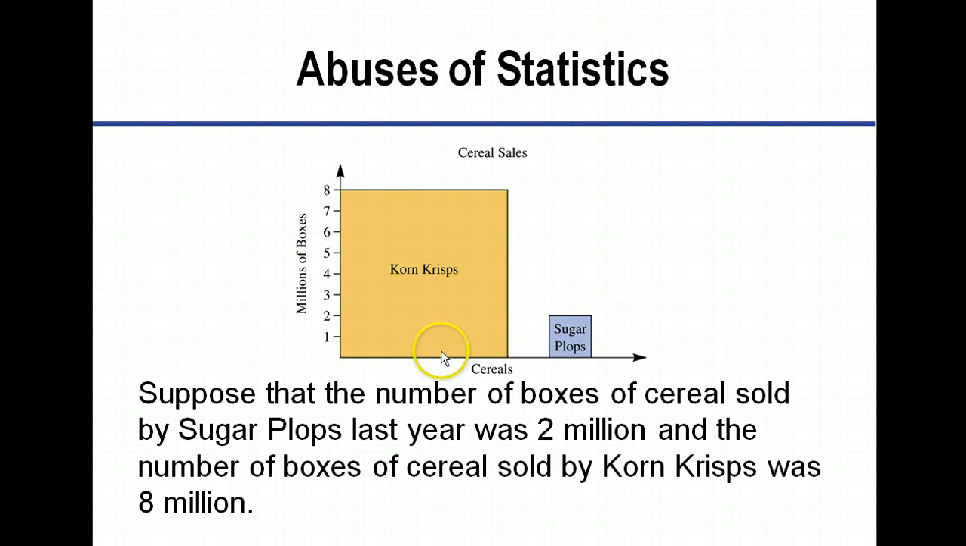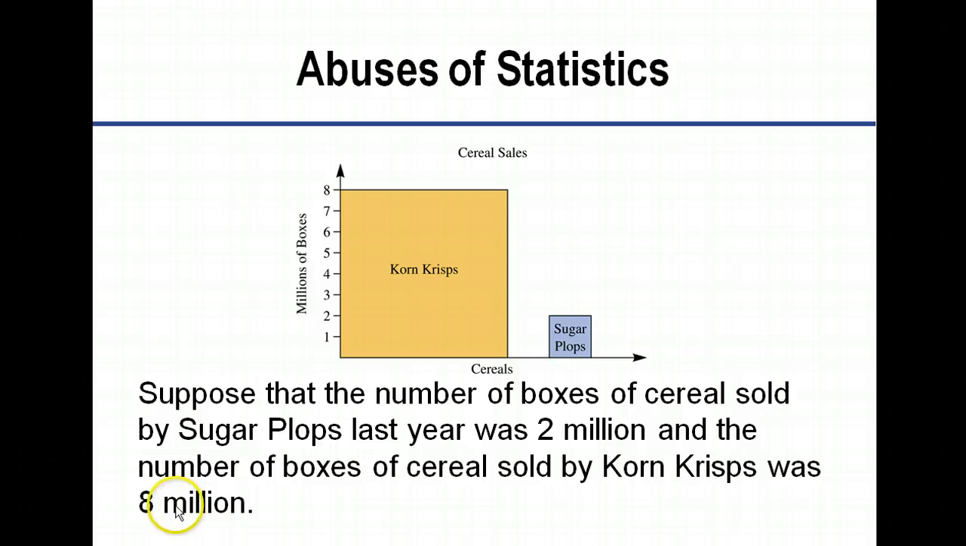We just have a bar graph. The height of the boxes represents the number of boxes sold in millions. So we're being fooled a little bit here into thinking that so many more boxes of Corn Crisps are being sold than Sugar Plops, because if you're going to use this kind of area example to show one being significantly more than the other, you should agree with what the data says.